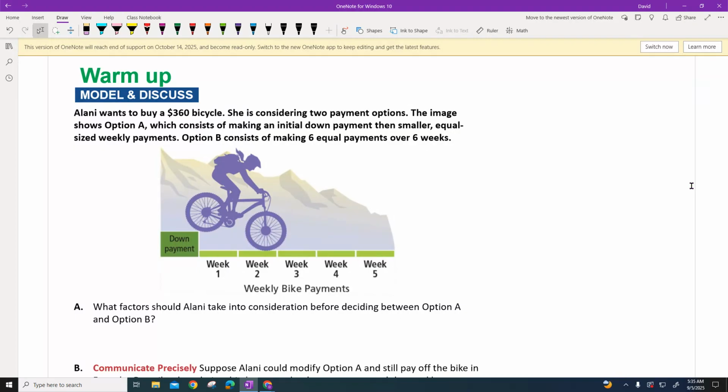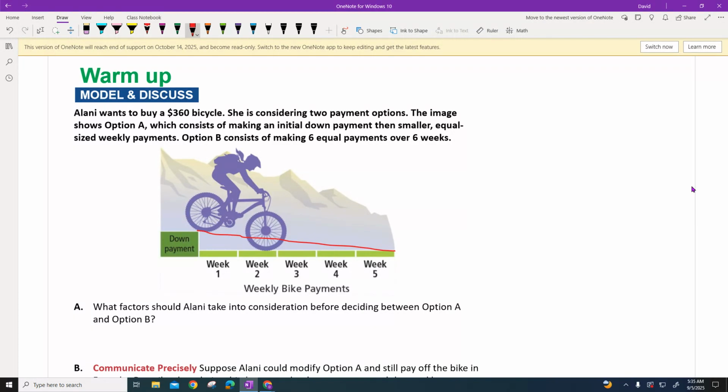This girl here, she's going to buy a bike for 360 bucks, and she's considering two payment options. The image shows option A, which consists of making a down payment. So she might go in and put some money down, and whatever's left, she's going to spread that payments out, and she's going to pay the bike shop guy the same amount every week. So this is her down payment graph. It kind of goes like this. So she made a down payment, and so now her payments are spread out like that.